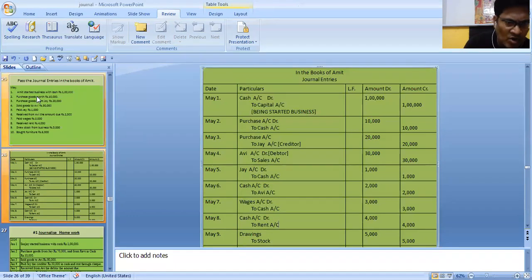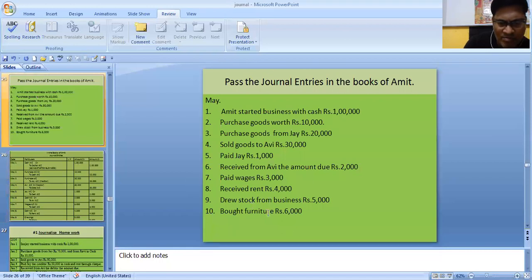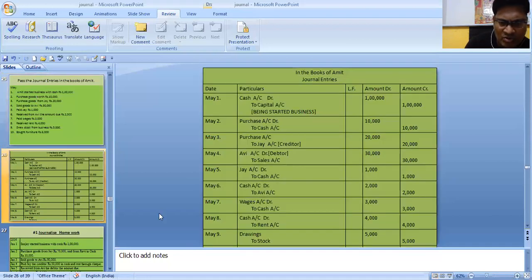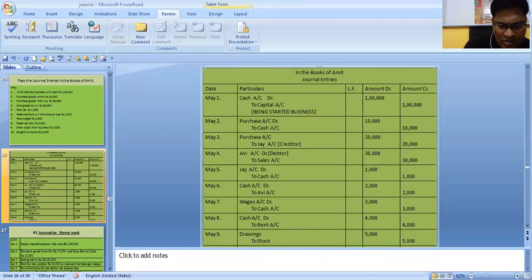Again, the drawings. That means when the proprietor draws stock from the business, rupees 5000, stock is reducing from the business, no doubt. So to stock, stock is reducing from the business. And one more thing, students, drawings is debit. Drawings is negative capital. Capital reducing, that's why debit. But we don't say capital account debit. We rather say drawings account debit.